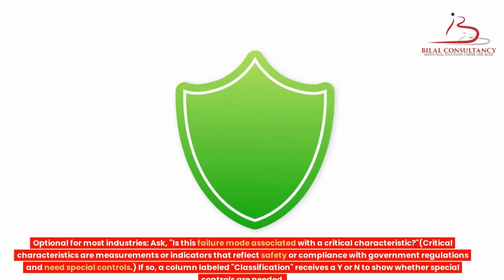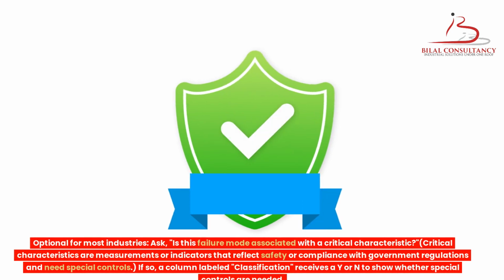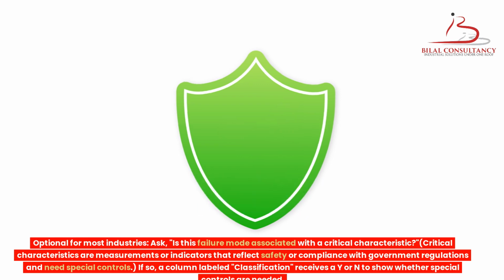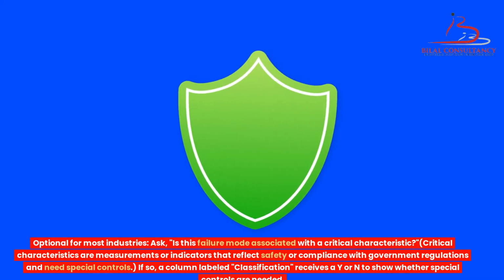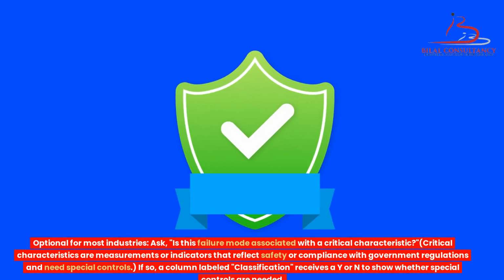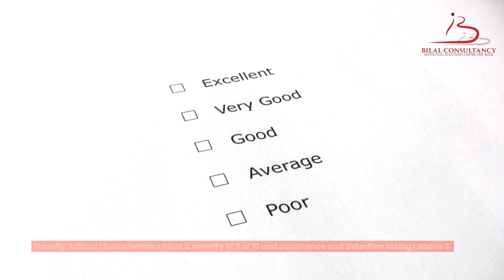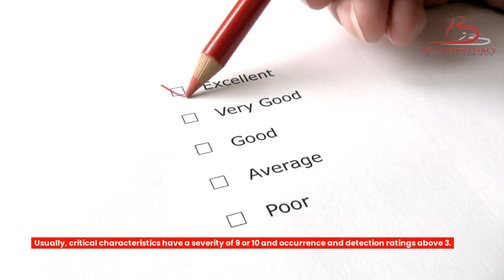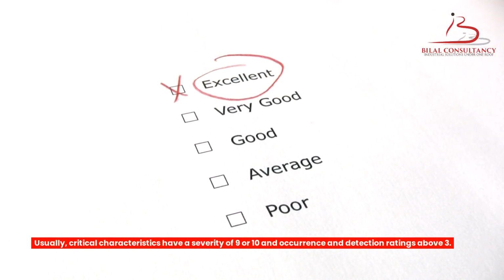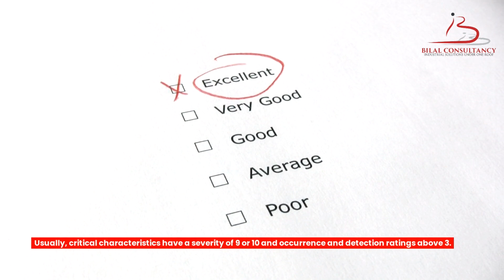Optional for most industries. Ask, is this failure mode associated with a critical characteristic? Critical characteristics are measurements or indicators that reflect safety or compliance with government regulations and need special controls. If so, a column labeled Classification receives A, Y, or N to show whether special controls are needed. Usually, critical characteristics have a severity of 9 or 10 and occurrence and detection ratings above 3.